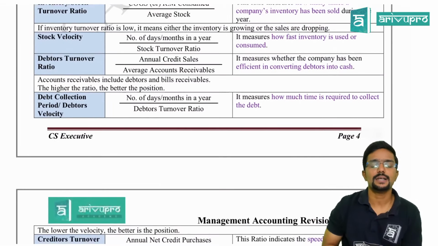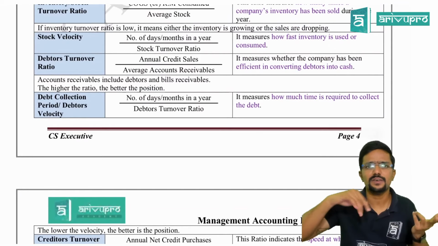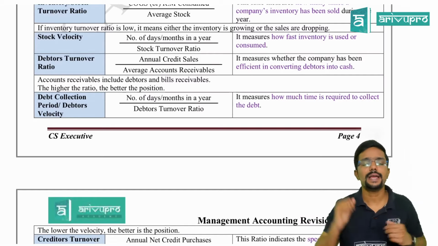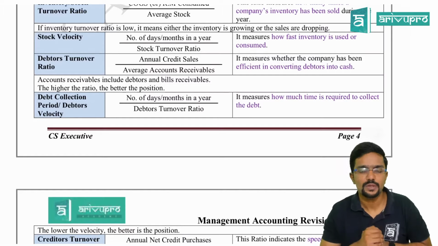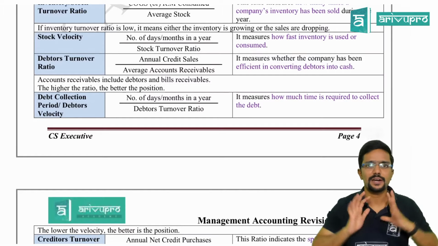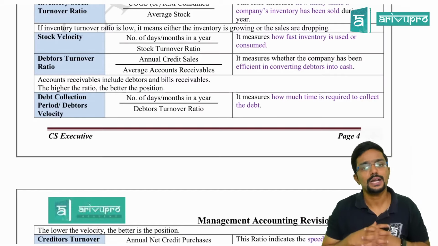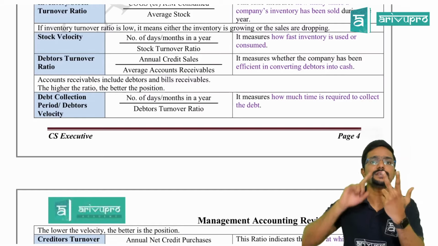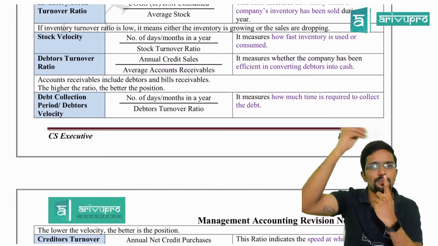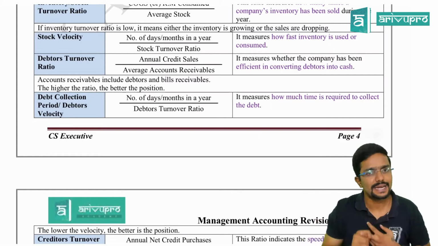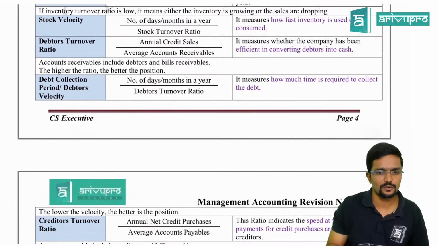Next, coming to debtor turnover ratio, annual credit sales. Debtors come into the picture whenever credit sales are made. So take credit sales in the numerator divided by average account receivables. So average is opening plus closing divided by 2. If opening is not given, we can straight away take only closing. And account receivables includes two things, guys: debtors plus bills receivables. If no information is given with respect to bills receivables, take only debtors. That's all.